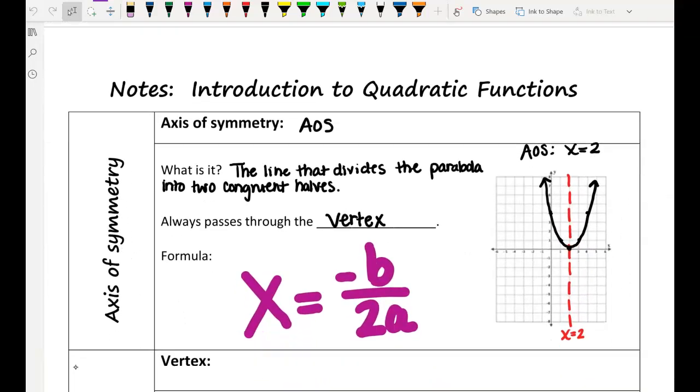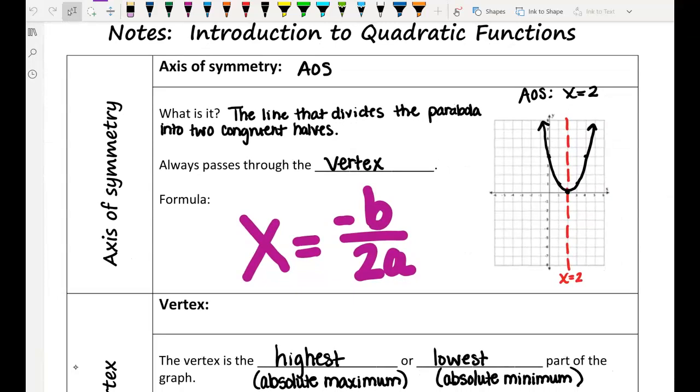All right, then we start getting into some of the vocabulary. Axis of symmetry, we said we're going to abbreviate it as AOS. The line that divides the parabola into two congruent halves, and again, we draw it as a dotted line because it's not actually part of the graph. It is an invisible line that is dividing that graph into half. The axis of symmetry always passes through the vertex. Our vertex has to be on our axis of symmetry. And the formula to find that when we are in standard form is x equals negative b divided by 2a.